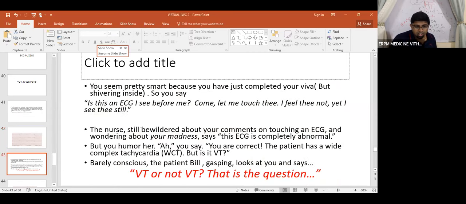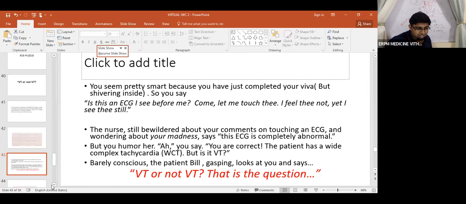So you try to humor her, you are saying, you are correct, the patient has a wide complex tachycardia. But is this VT? Clear? Now our Bill is there in the bed, gasping, barely conscious, and he's asking you, he looks at you and says, VT or not VT? That is a question. That is how Bill is telling you.